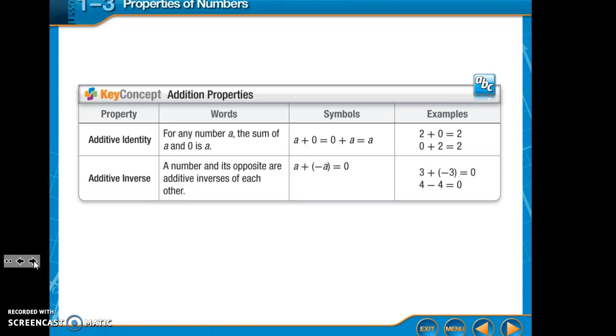So the additive identity in addition is 0, and then the additive inverse is the opposite of the number. So when we add A to the opposite of A, which is negative A, we get 0. So it's the number that you add to a number to get to the identity, or 0. In addition, you're just going to add the opposite of the number. So if you have a positive number, you add the negative number to it. If you have a negative number, you add the positive number to it.